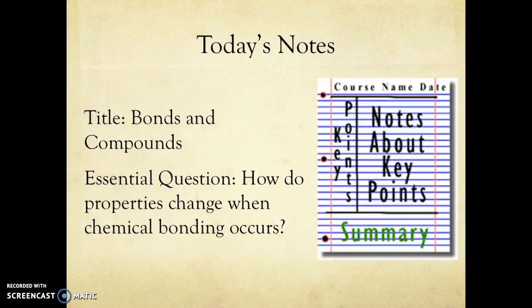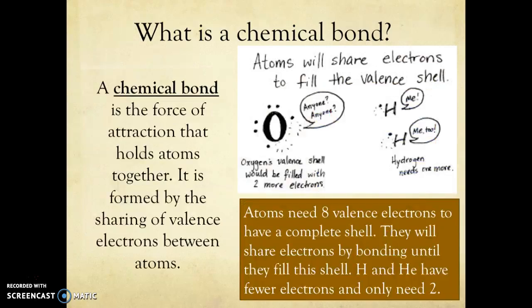At the top of our paper, we're going to put our title, Bonds and Compounds. Below that, we're going to write our essential question, which is, how do properties change when chemical bonding occurs? As usual, below that, we're going to make two columns. The smaller column is for vocab, questions, key points, important stuff like that. Your bigger column is for your notes. That's where you're going to write everything down. And of course, at the very end, you are going to write a nice 3 to 5 sentence long summary. So let's jump right into it.